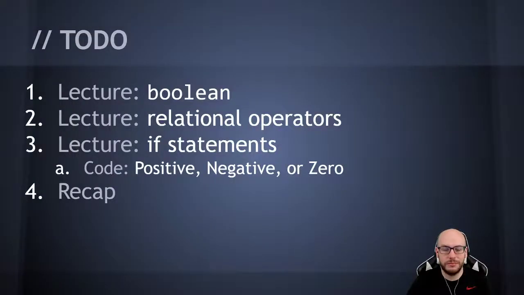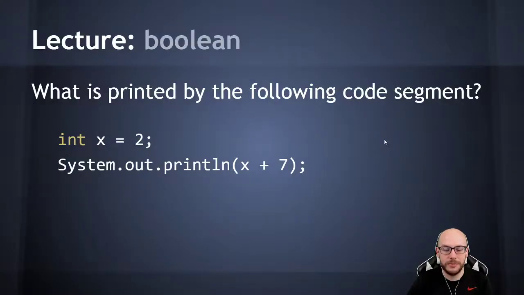All right, here we go. In this one, we're going to be talking about boolean, relational operators, and if statements. As you can see, there's a little bit of coding that's going to happen when we get to that section. I invite you to code along with me. I've already loaded up my IntelliJ. We're ready to go. So, what is printed by the following code segment?